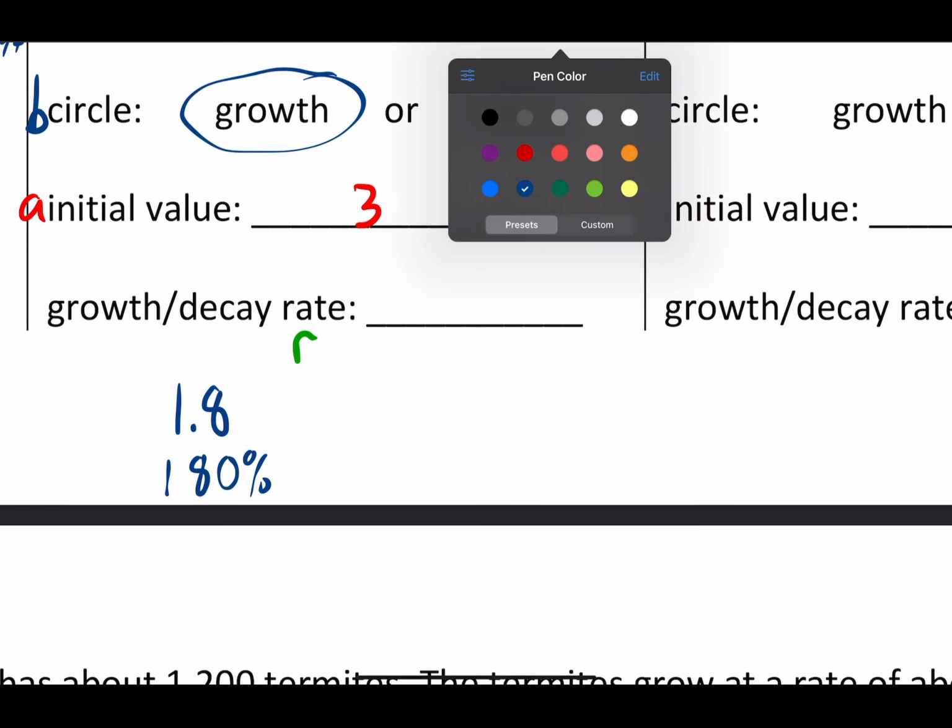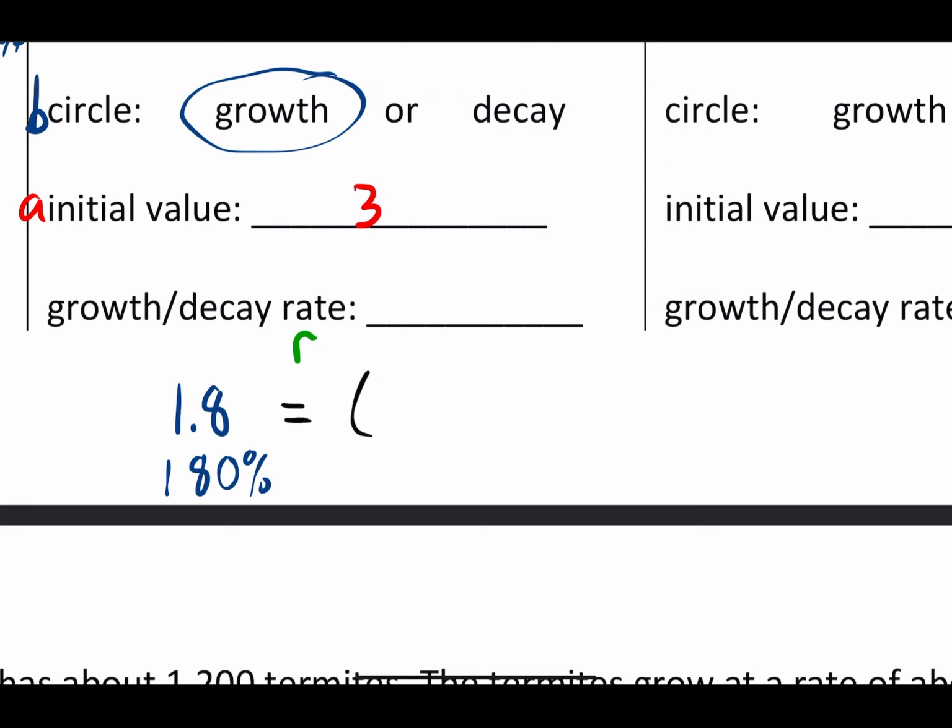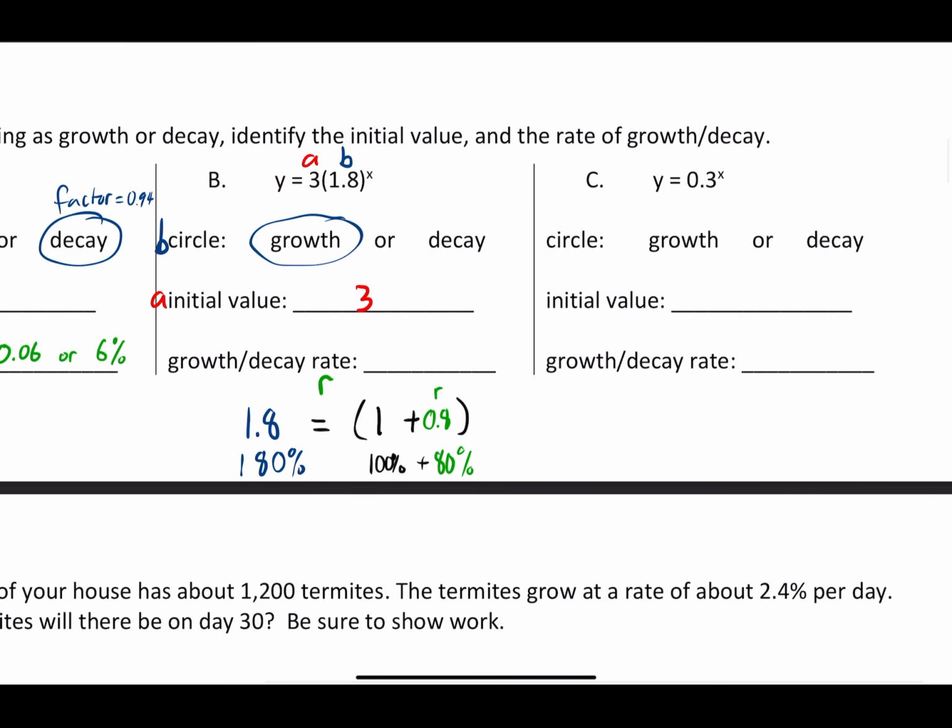If B equals some 100% of the original value, and we're growing, so we're going to write plus some value R. Well, what's the percentage? 180% came from 100% plus what percent? And the answer has to be 80. So that percentage as a decimal is 0.8. In other words, 1 plus 0.8 is 1.8. So the percent rate, the growth rate, has to be plus 0.8 or 80%.